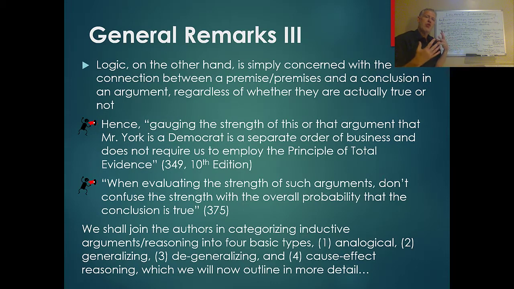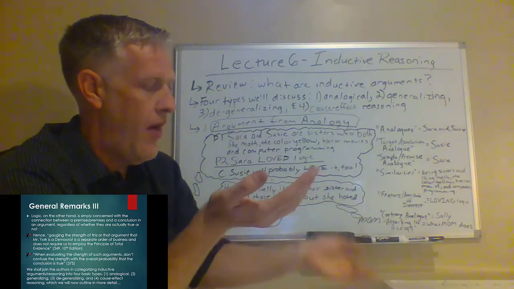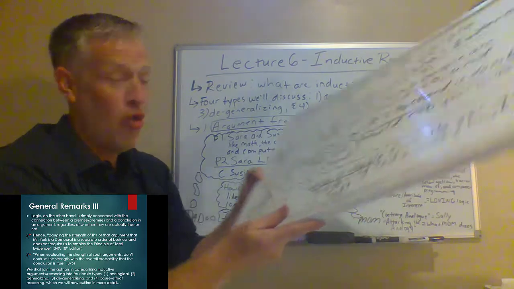Okay, so that's our brief refresher on what we're up to with respect to inductive arguments, and specifically what an inductive argument is, how we identify them, and then what we're up to when we assess them. Right? It can be weird. Okay, remember, when you're assessing the strength or weakness of these inductive arguments, however you want to put it, you are only concerned with the connection of the premises to the conclusion, how well those premises support the conclusion. Never mind whether the premises and conclusions are true or not, right?